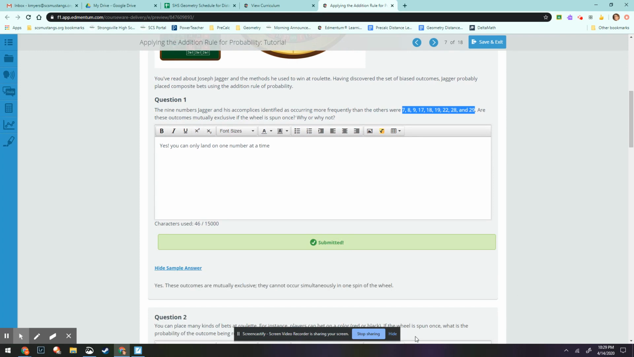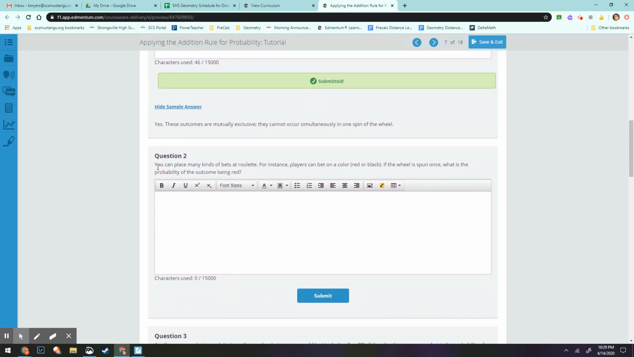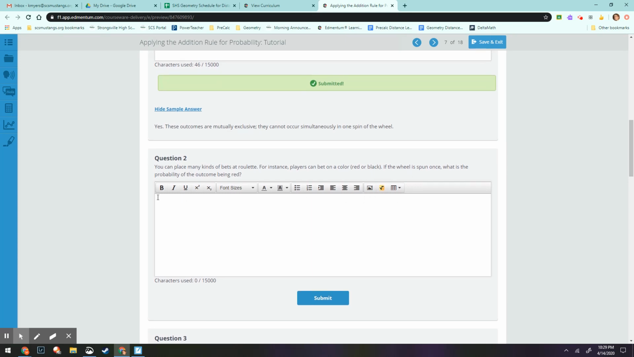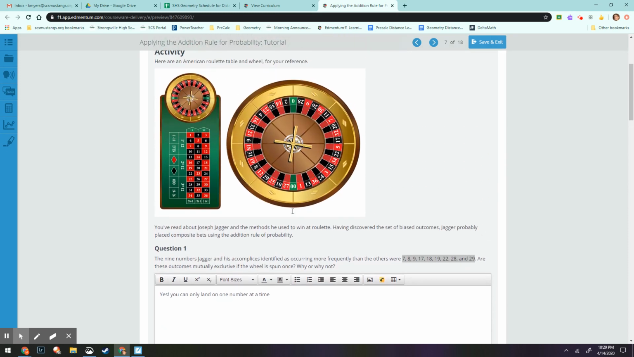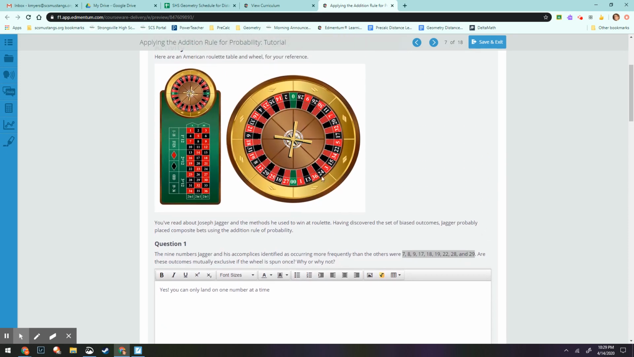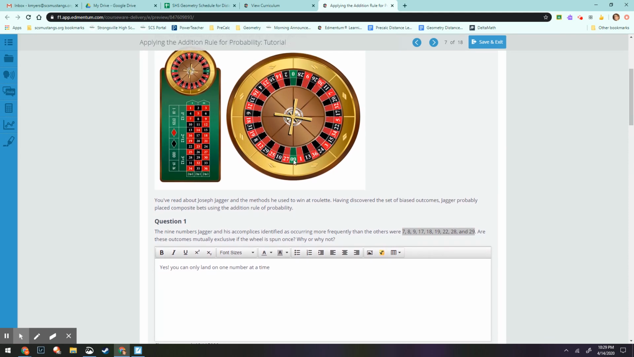Let's check the work. And yes, we got it. Number 2, you can place lots of different bets at roulette. You can bet on a color, whether it's going to be either red or black. Let's just say we're looking at red and we want to see the probability of it being red. Now the roulette table goes up to the number 36, so you might be tempted to say that there are 36 possible things that it could land on, but that is not the case, because you have the number 0 and double 0.